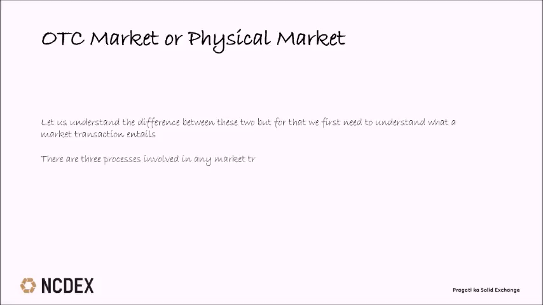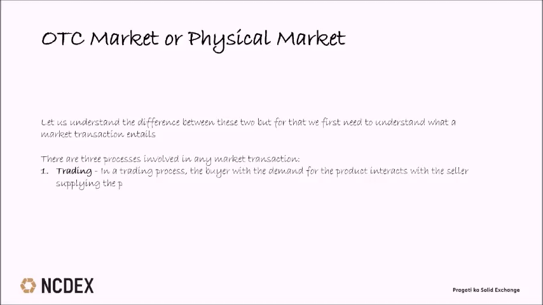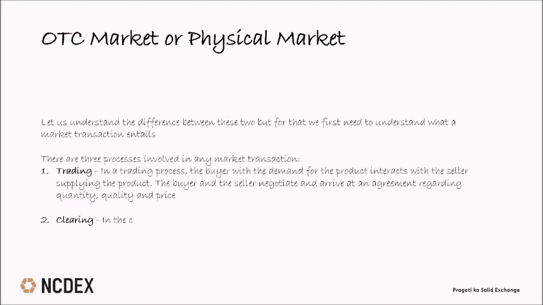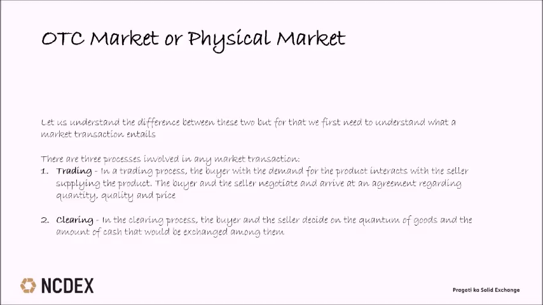There are three processes involved in any market transaction. Number one, trading. In a trading process, the buyer with the demand for the product interacts with the seller supplying the product. The buyer and the seller negotiate and arrive at an agreement regarding quantity, quality, and price. The next one is clearing. In the clearing process, the buyer and the seller decide on the quantum of goods and the amount of cash that would be exchanged among them. The next one is settlement. The actual exchange happens in the settlement process.